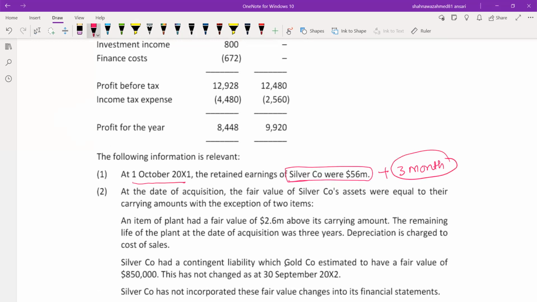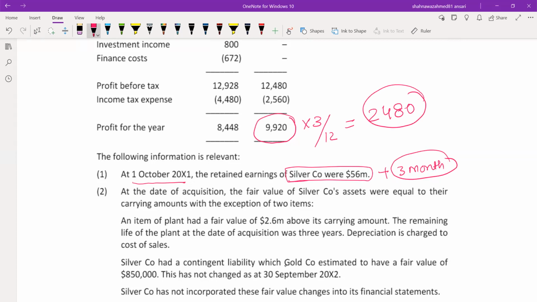subsidiary, after tax profit of subsidiary into this. And see, this is the profit after tax of subsidiary. So take 3 by 12. We'll get this figure, 3 by 12, and this is 2480. This is retained earnings at acquisition.